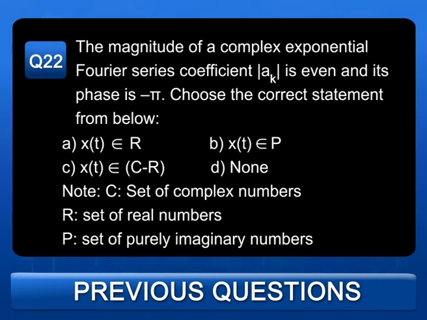Choose the correct statement from below. Here we have defined three different types of parameters. We are giving capital C as the set of complex numbers, capital R as the set of real numbers, and capital P as the set of purely imaginary numbers. Now, we have to identify whether the given signal is a real signal, or is a purely imaginary number, or is it a set of C minus R, or none of the above. So, let us see this.